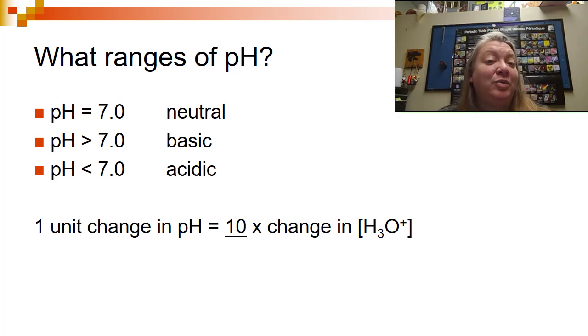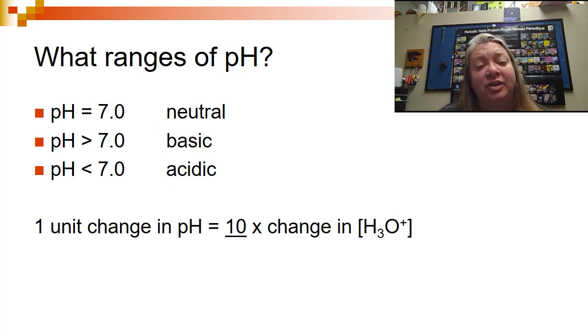So on this slide, we have the ranges of pH. If you have a pH of 7, it's neutral. If it's greater than 7, that means that we have more hydroxide than we do H plus. It's going to be basic. And if it's less than 7, it's going to be acidic.